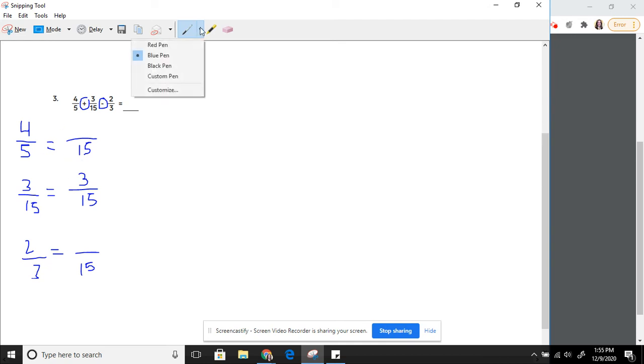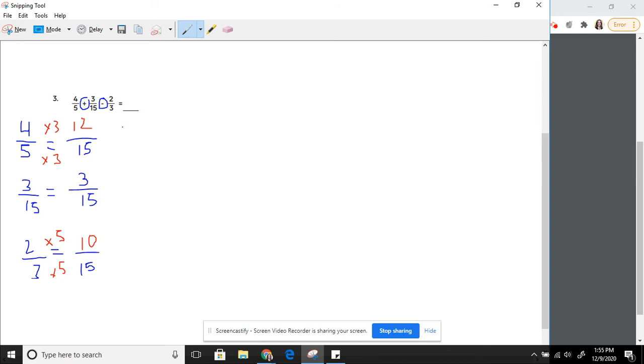So how do I get from 5 into 15? Well, I can multiply by 3. 5 times 3 is 15. Whatever I do to the bottom, my denominator, I do to my top. 4 times 3 is 12. Okay, and then how did I get from 3 to 15? Times it by 5. Whatever you do to your denominator, you do to your numerator. 2 times 5 is 10. All right, so now I've got my new fractions, my equivalent fractions.